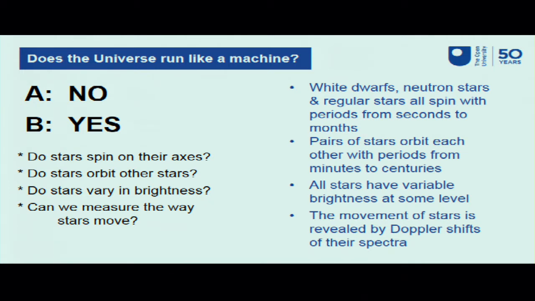Stars can exist in hierarchical multiple systems, combining binaries and triples up to any number of stars, really. All stars have a variable brightness as well. At some level, all stars are variable. It just depends whether we can measure that level of brightness variability with the size of telescope that we have. And I've shown you that the movement of stars can also be revealed, not least by the Doppler shifts in their spectra. So that's a few of the highlights of things I've worked on over the past few decades.